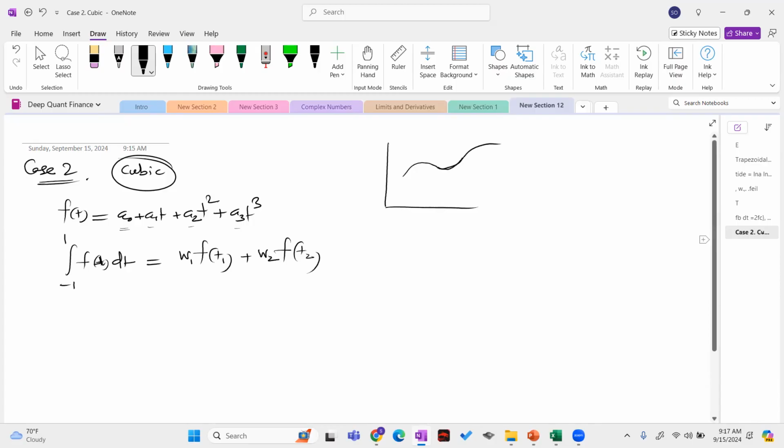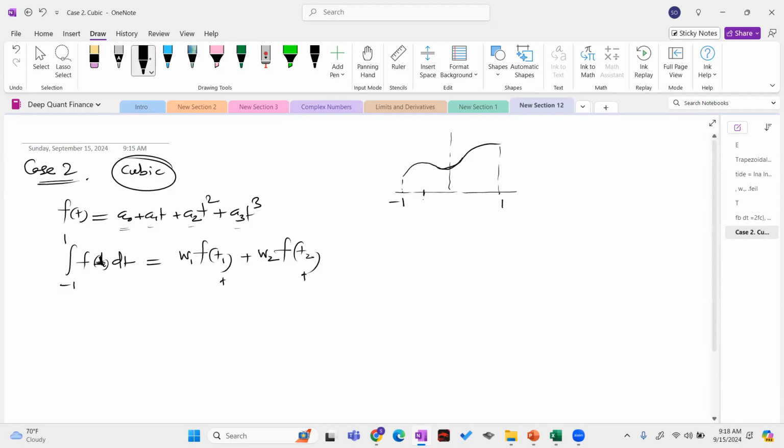I don't know, something like this maybe. And we're trying to evaluate the integral from, actually, it's -1 to +1, right? Let's do this, -1 to +1. We're trying to find the area under the curve, right? That is the left-hand side, the true integral, correct? We are approximating by only sampling at two different points.